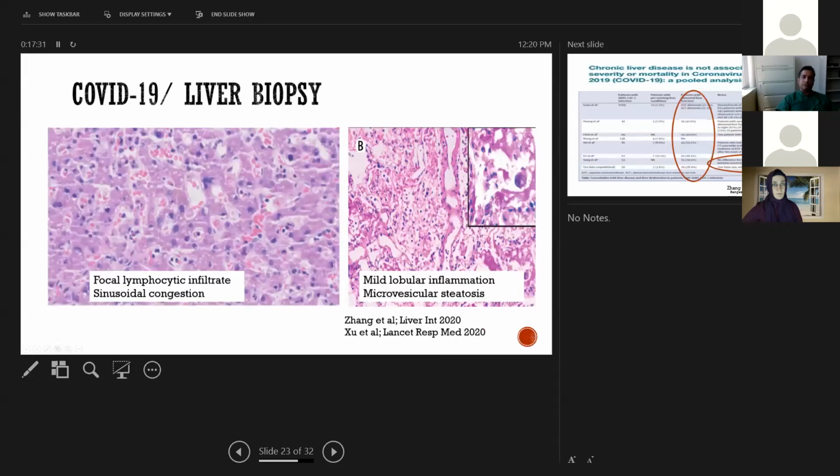There is also emerging data in liver biopsy, typically after postmortem. The autopsy results showed that most patients actually tend to have microvesicular steatosis. Inflammation typically tends to be mild, lymphocytic, and focal. And again, in some of the cases, sinusoidal congestion, which is typically associated with positive pressure ventilation, was found to be positive in most liver biopsies that were published.